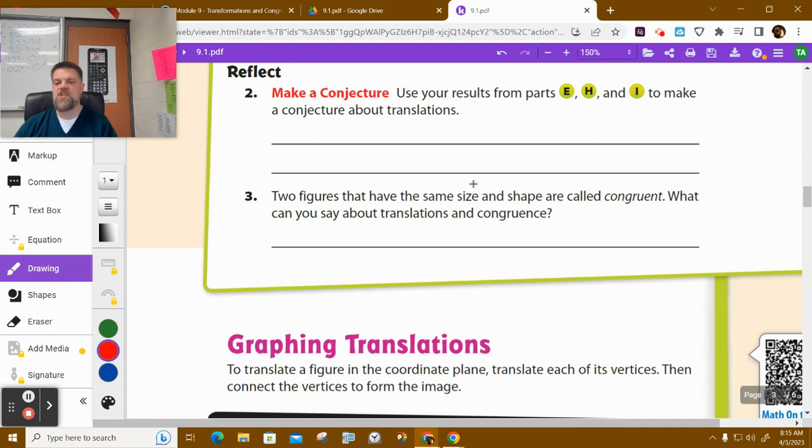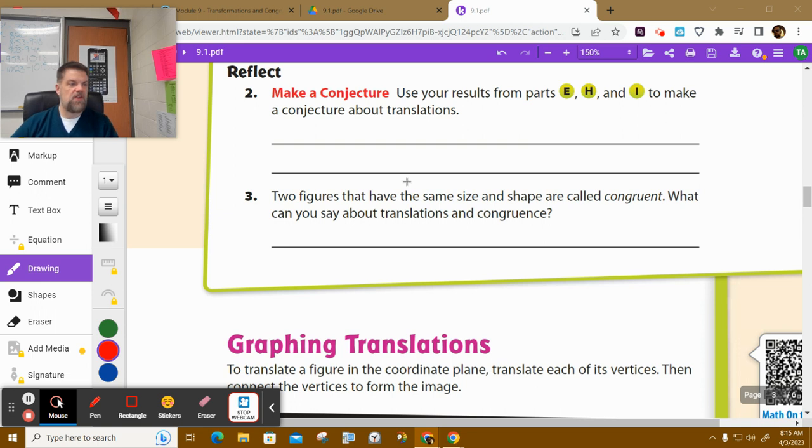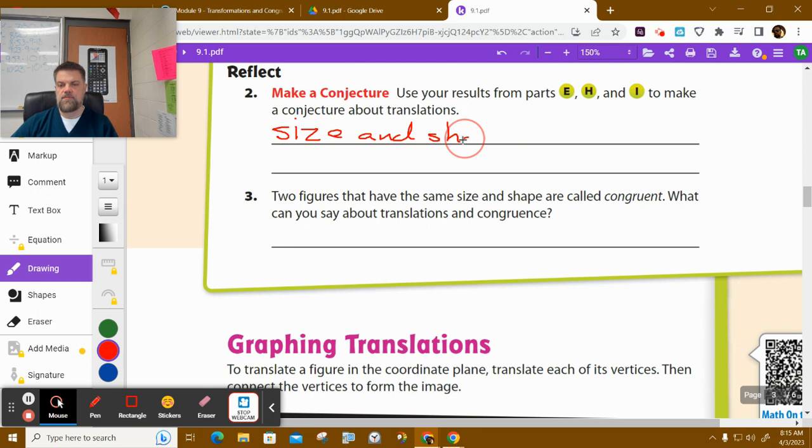It says reflect. Make a conjecture. Use the results on E, H, and I to make a conjecture about the translations. So what do they mean by that? Well, what you could say is that the size and shape are the same. Size and shape are the same. That's one way to put it.